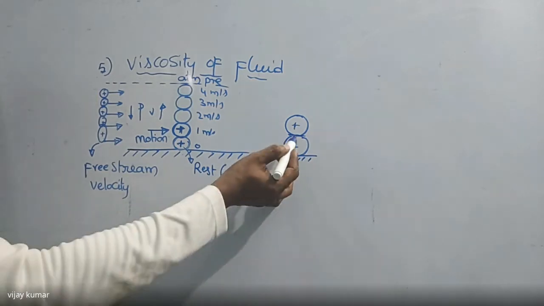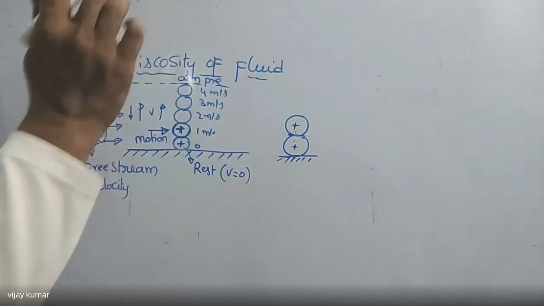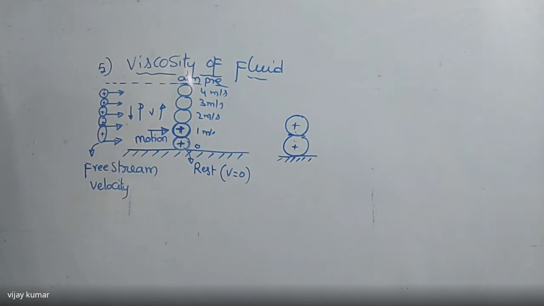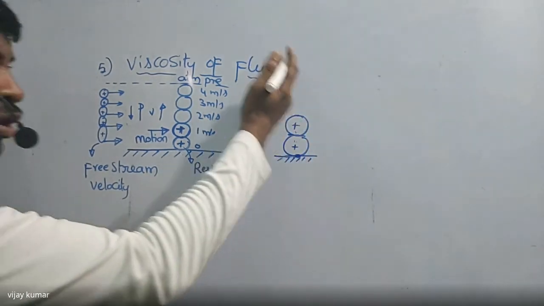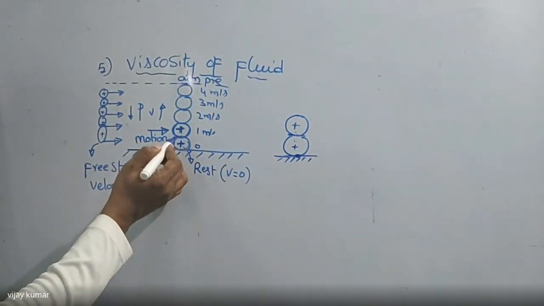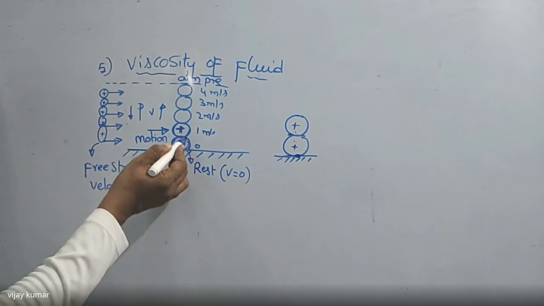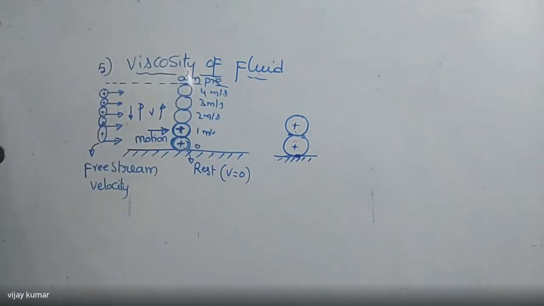If there are no cohesive forces here, or if there is no contact here, there is no velocity variation. All are moving with the same velocity. Did I get my point across? That means if the particles do not contact the boundary, all particles move with the same velocity. Once a particle contacts the boundary, its velocity becomes zero, and velocity goes on increasing from bottom to top.